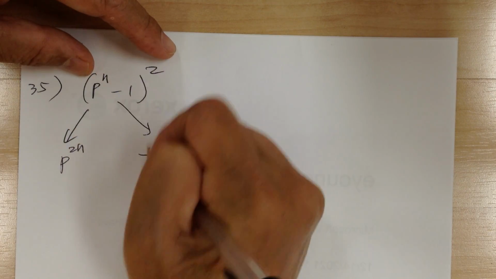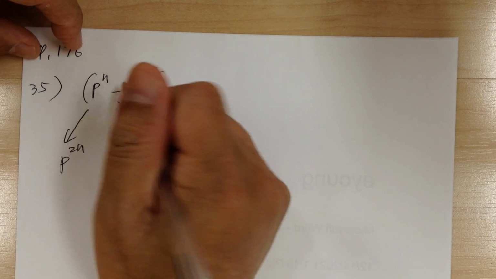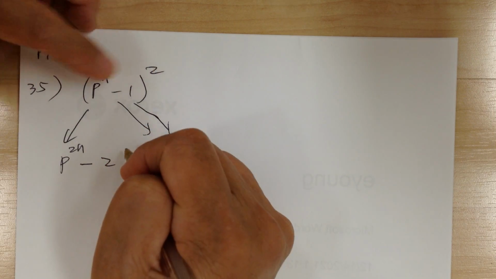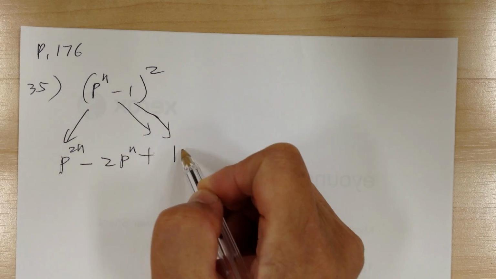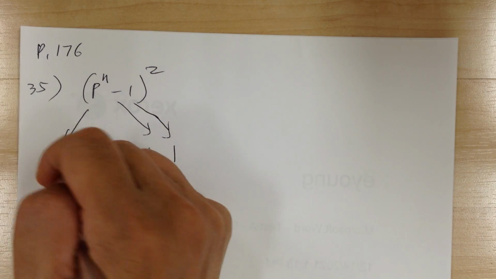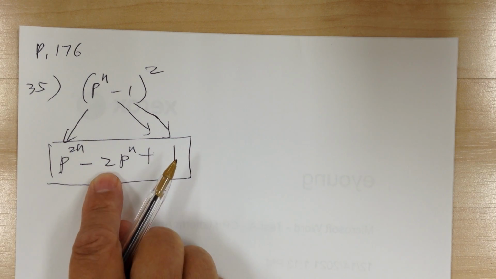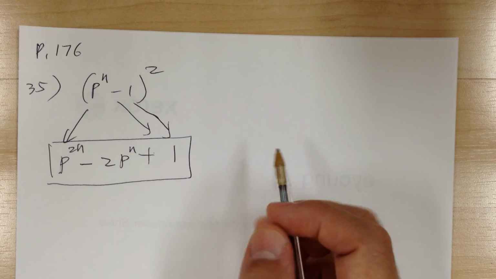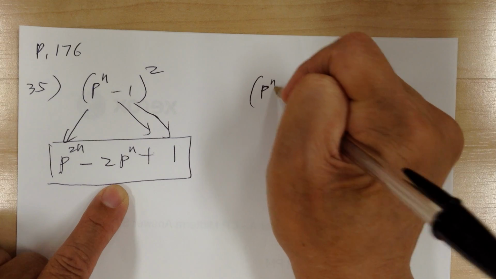You square this, you get plus. Square this one, you get 1. Then the middle term, you multiply this together. The sign is negative. Number 2 times 1 is 2. Alphabet is p to the n. Okay, so you can just square that, square that, and the middle term multiply everything together. Okay, so this is from a squared minus 2ab plus b squared. Okay. Now, if you don't know the shortcut, then what you do is write it out twice.